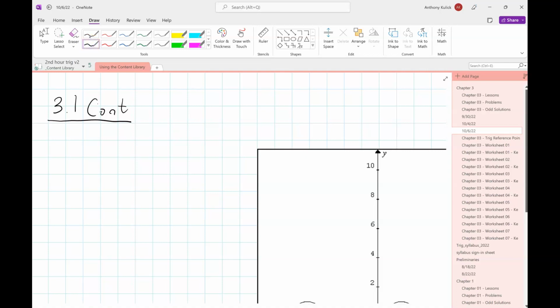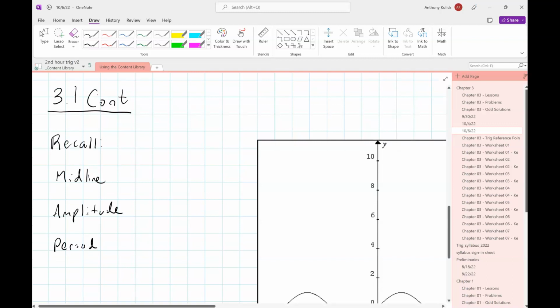So we're going to start by going back and talking about these 4 attributes that we had to describe the graph of one of these sinusoids. Remember, sinusoid is just the generic term for one of these wavy-looking graphs. The graph of sine and cosine are both considered sinusoids.